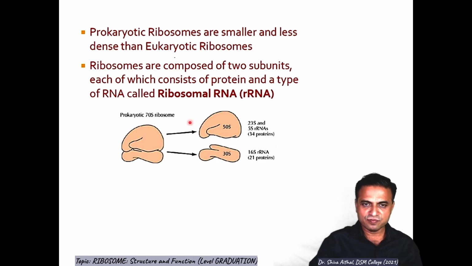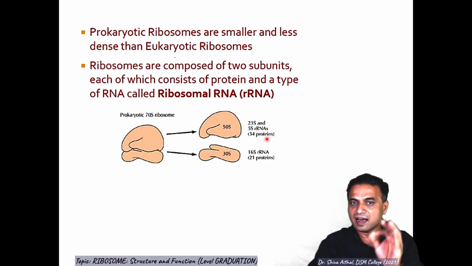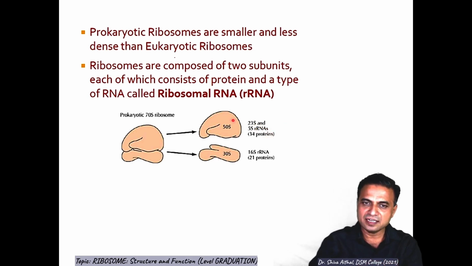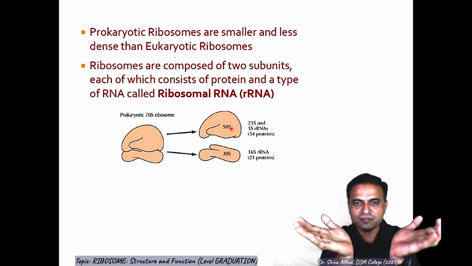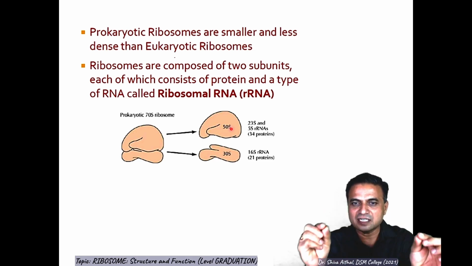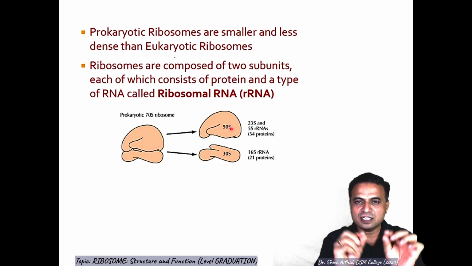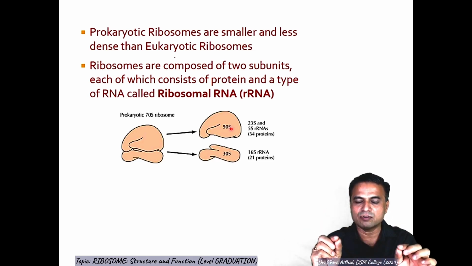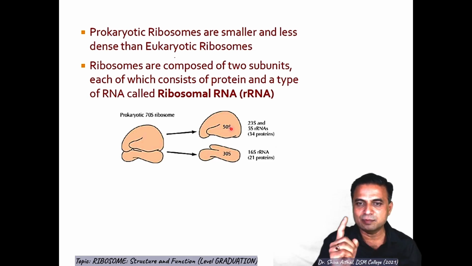So you see this 50S subunit, that is containing again 23S and 5S rRNA. Means again, if you just go and open the 50S subunit, you will have two RNA molecules. One sediments at 23 Svedberg units, other sediments at 5 Svedberg units. So 23S and 5S, they combine to form 50S. Whereas the 30S is made up of only one RNA, that is 16S RNA.